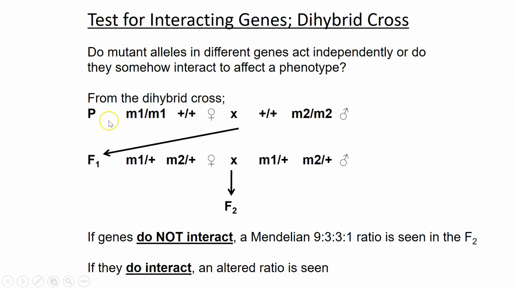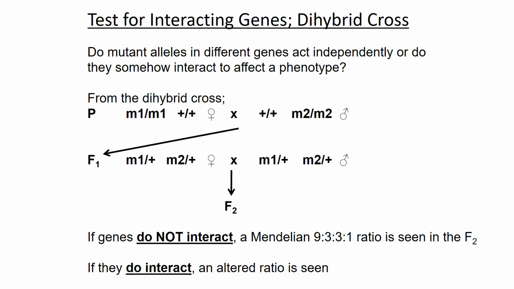From the dihybrid cross, the parental generation will produce an F1 in which all individuals are heterozygous at both genes. And if you cross together F1, this could be selfing in plants or mating between a male and a female in animals, you get the F2 generation. Remember, Mendel saw a 9:3:3:1 ratio. And in all of the examples we'll look at today, that ratio is either altered in number or in some other way.